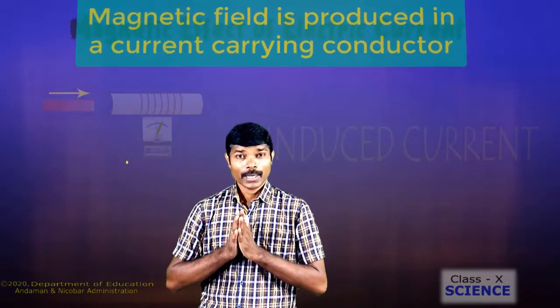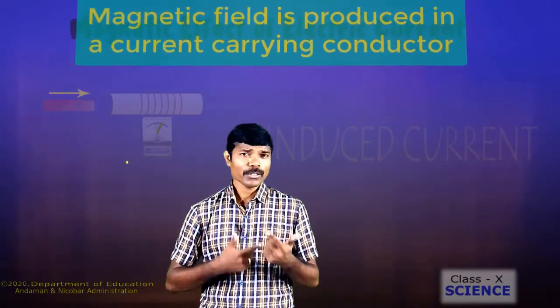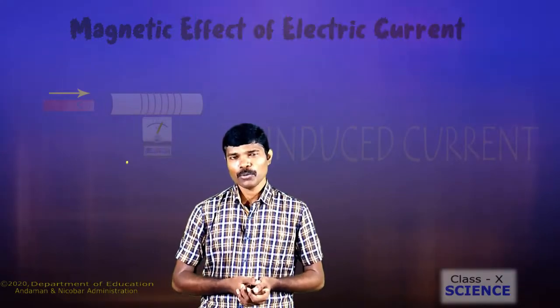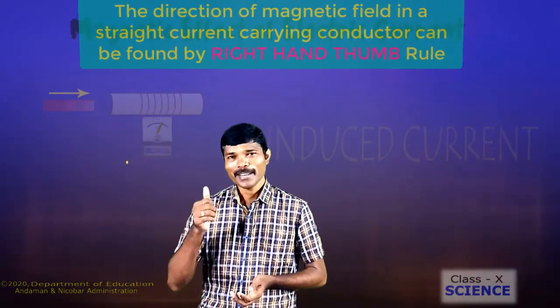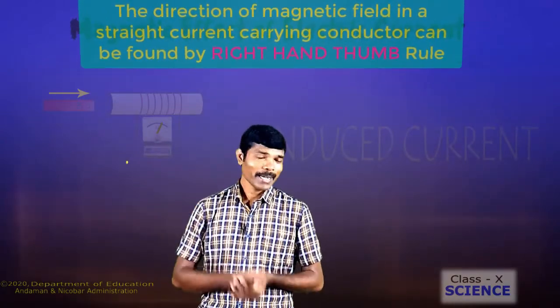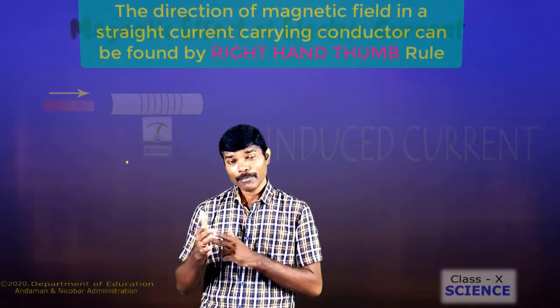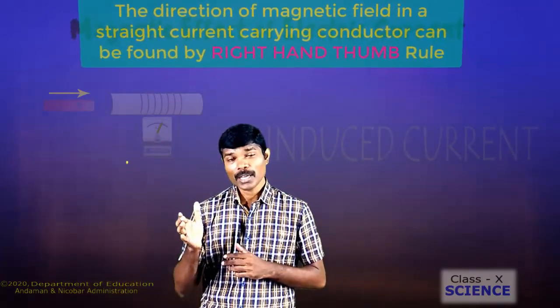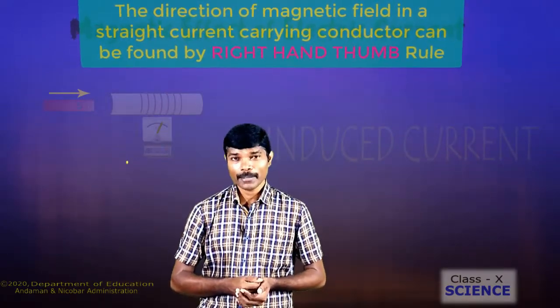If the current carrying conductor is a straight one, then the direction of the magnetic field can be found out by using which rule? That is right, the right hand thumb rule. Here in the right hand thumb rule, the thumb indicates the direction of electric current, whereas the fingers wrapping around the straight conductor will be the direction of the magnetic field.